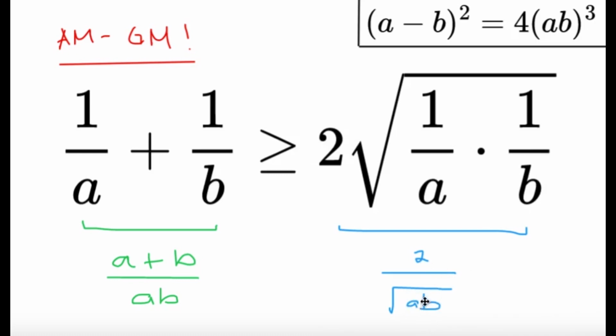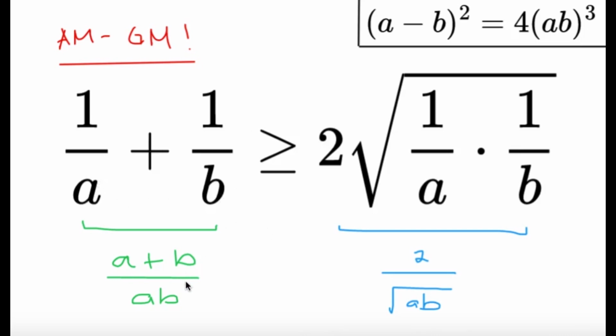But it's kind of hard to get anything related to ab from the other given, the square of a minus b being equal to 4 times the cube of ab. So I think this is probably not the way to go, but we have some nice things that we can take from this attempt at least. Take note of 1 over a plus 1 over b.